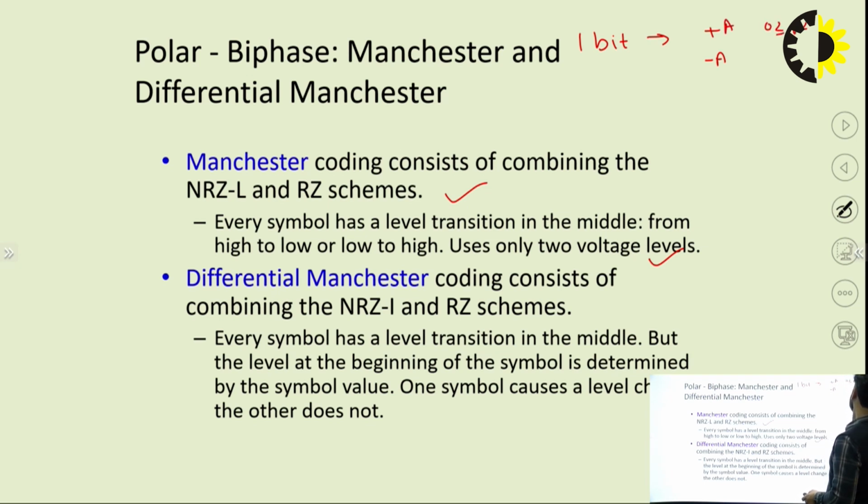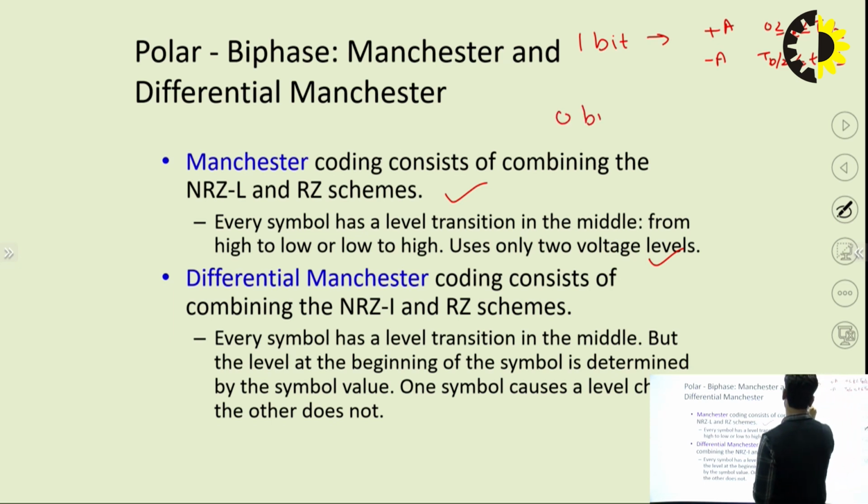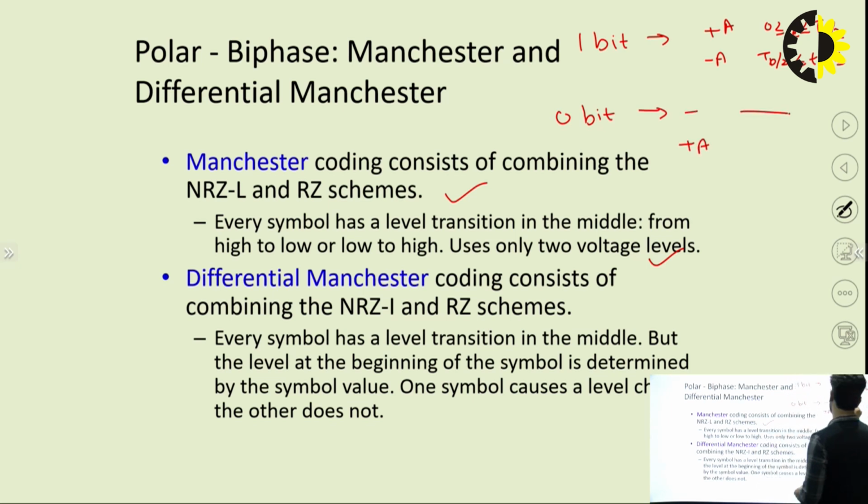bit will be represented as a plus A or minus A for the duration 0 to TB by 2. For the next TB by 2, it's minus A, and the 0 bit is represented as a minus A plus A. For the half bit duration, or for the next bit duration, it will be represented as a plus A.